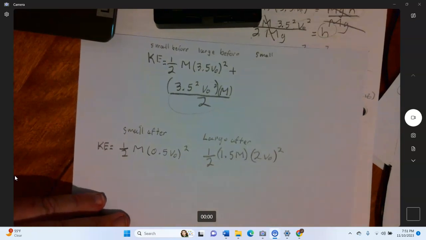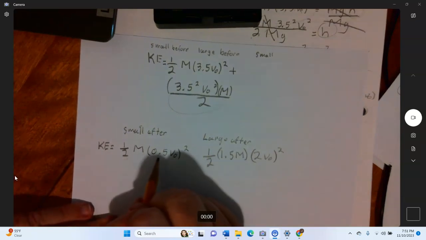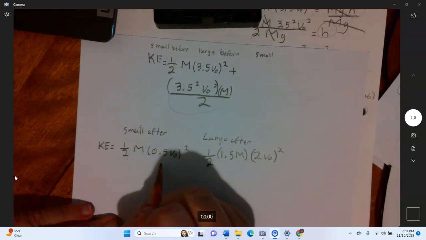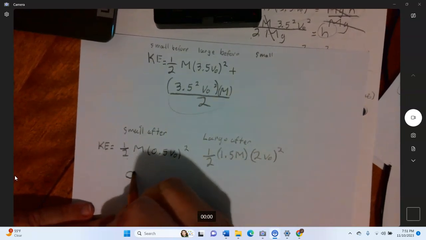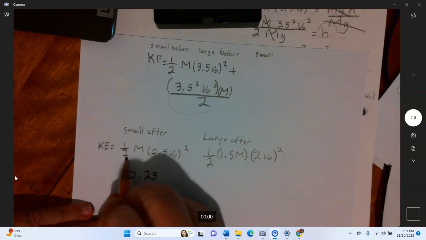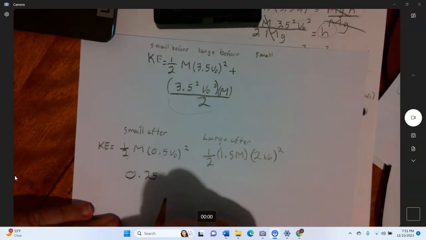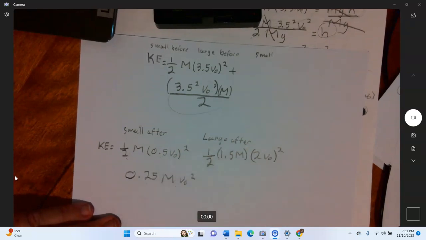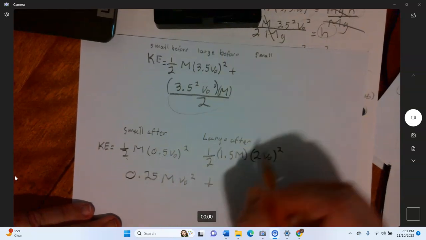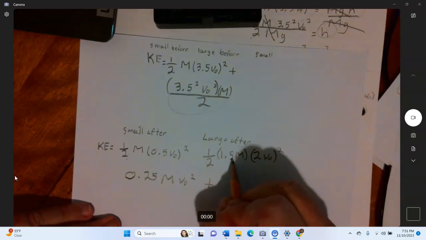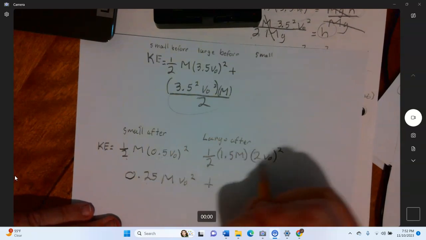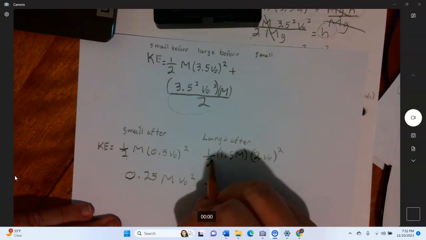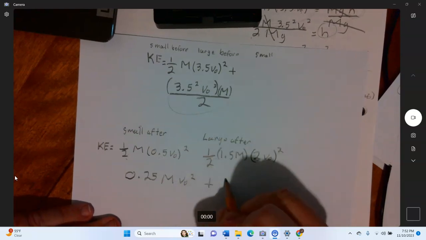squared. Okay? All right, so this one, 0.5 and half is 0.5, so that's 0.25. Again, 1/2 times 0.5, which is also 1/2, is 0.25. I'm writing it in decimal. M v0 squared. Plus 1/2 times, well, let's just, 2 squared is 4. 4 times 1/2 is 2. And 2 times 1.5 is 3.